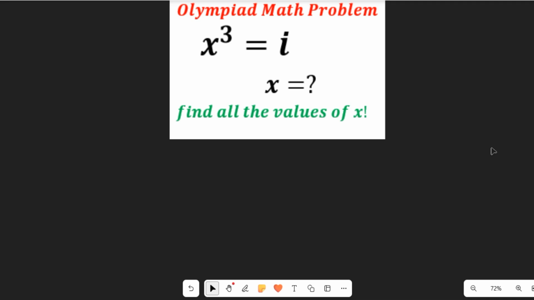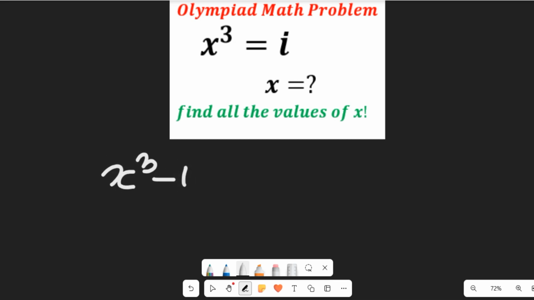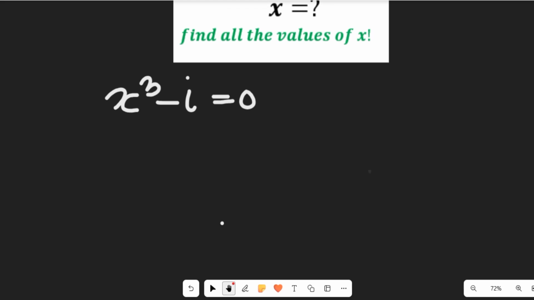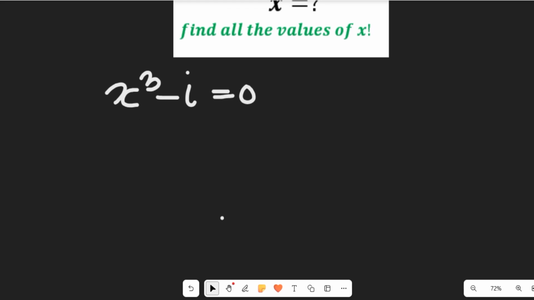Now if you look this expression very well, you go see say the only thing wey me and you fit do first na to take the value of i to the other side. So this one go give me x to the power of 3 minus i, and this one go be equal to 0. So since I don take i go the other side, wetin I go do now na to just simplify. But my brother, if I ask you how you go take simplify this one, no worry, make we see how we go take simplify am.